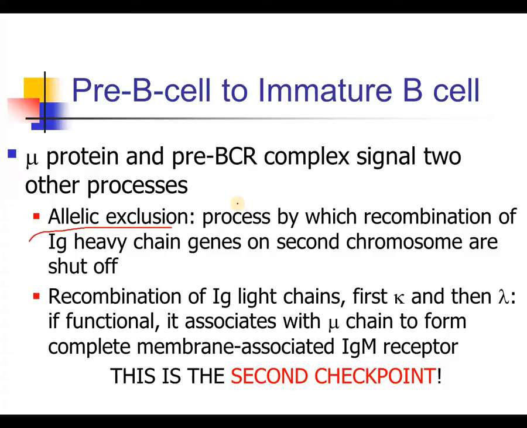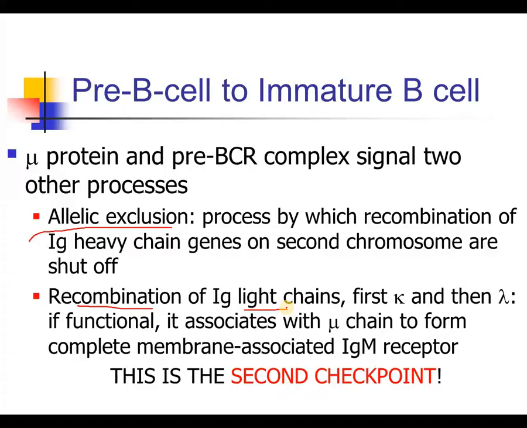The second process that is going to occur, assuming there was this successful test drive of that pre-B cell receptor, is recombination of immunoglobulin light chains. The first recombination event will involve kappa light chain gene segments. If that is functional, it associates with the mu chain that was already successfully developed and will form a complete membrane-bound IgM receptor. If the kappa chain recombination doesn't go so well, lambda chains will try.